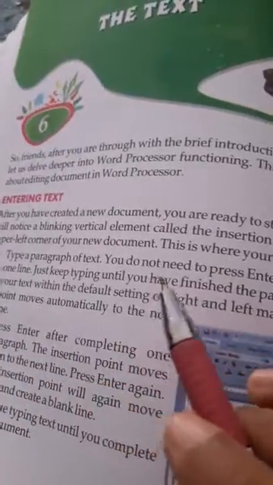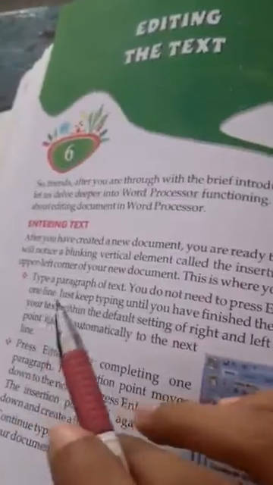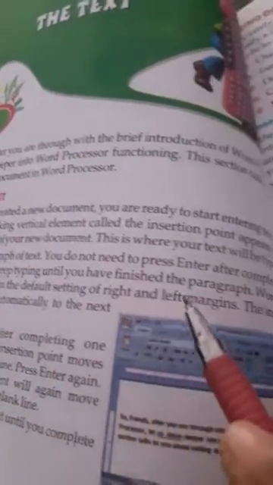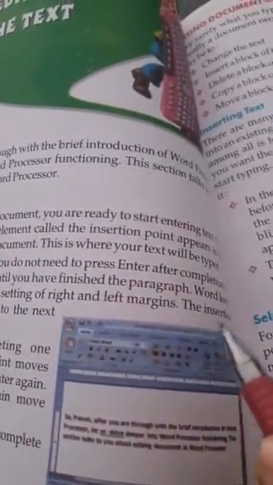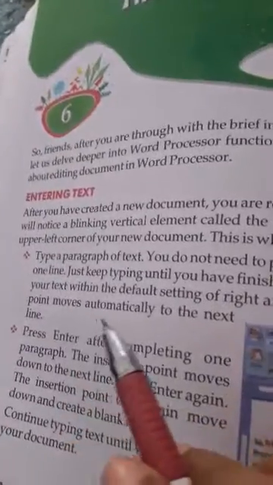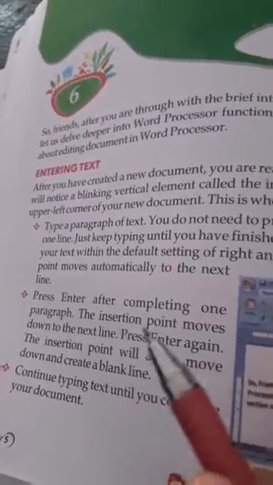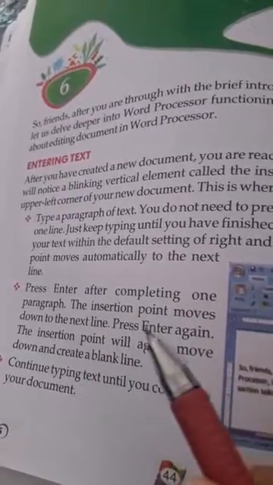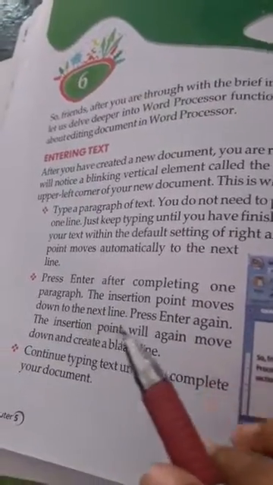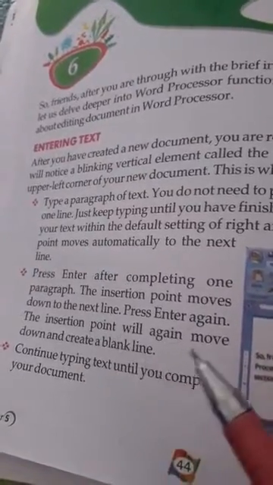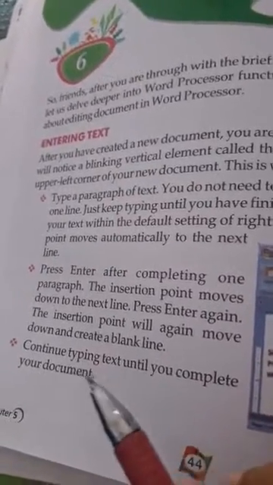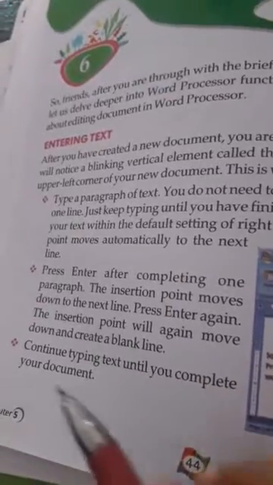Type a paragraph of text. You do not need to press enter after completion of one line. Just keep typing until you have finished the paragraph, keeping your text within the default setting of right and left margin. The insertion point moves automatically to the next line. Press enter after completing one paragraph. The insertion point moves down to the next line. Press enter again. The insertion point will again move down and create a blank line. Continue typing text until you complete your document.